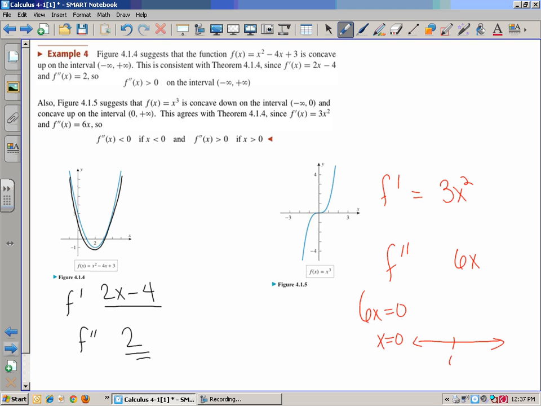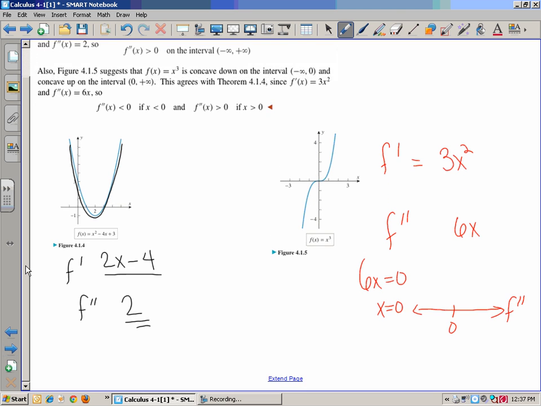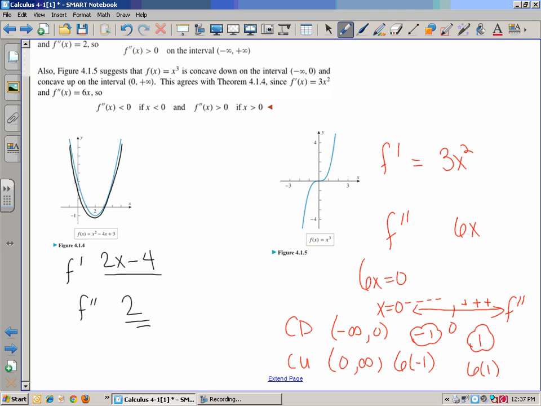At this point, we're going to do what we call the second derivative test, which works exactly the same as the first derivative test, except we're using the second. So I'm choosing a sign to the left and the right, and now I'm going to plug it in. 6 times negative 1 is a negative number. 6 times a positive number is a positive number. So this would imply that I'm concave down from negative infinity to 0, and I am concave up from 0 to infinity.